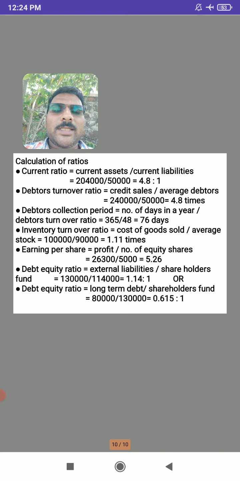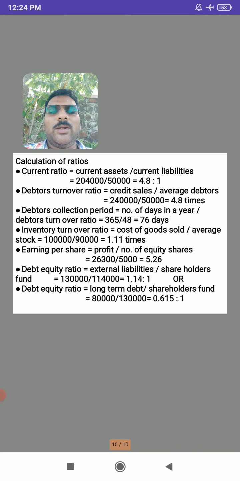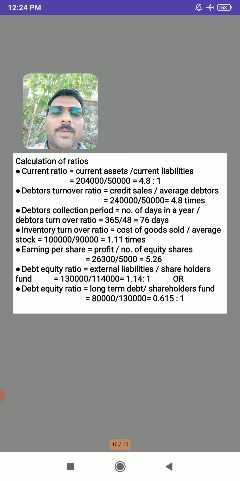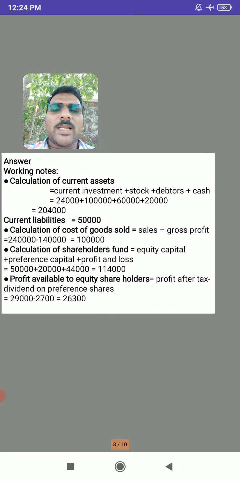Debt equity ratio is external liabilities divided by shareholders fund. The external liability is 1,30,000, calculated in the working notes, and the shareholders fund is 1,14,000. So we got 1.14 is to 1 as debt equity ratio. The debt equity ratio can also be calculated with another formula, that is long term debt divided by shareholders fund. Here long term debt is 80,000 and the total shareholders fund is 1,30,000, and the ratio will be 0.615 is to 1. So like this the different ratios are calculated here.